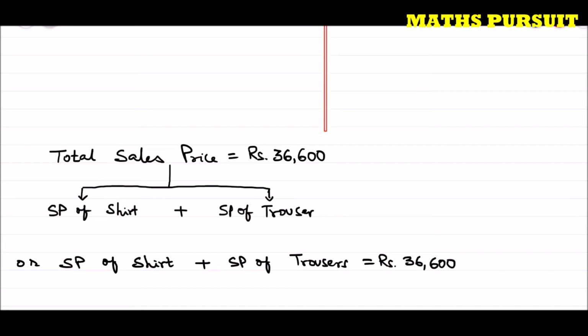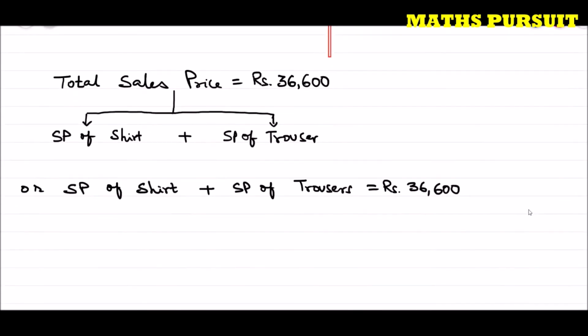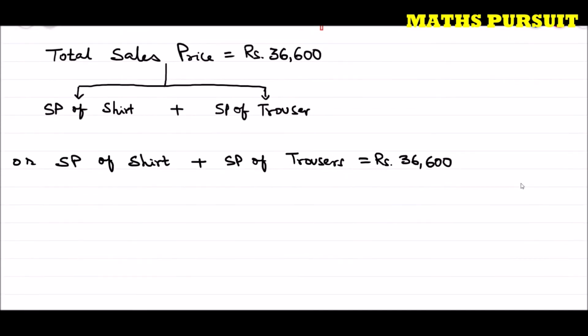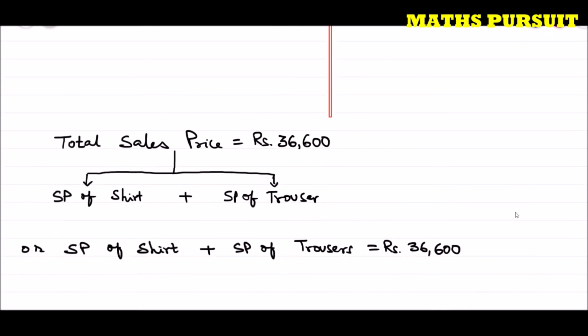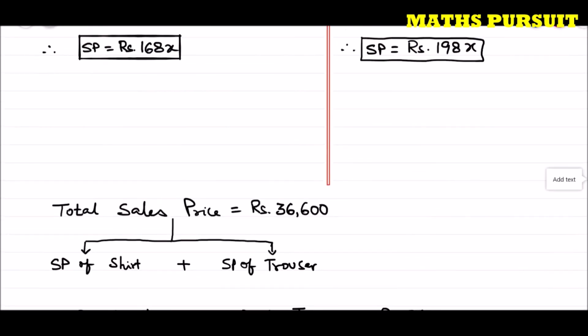Hope guys you are understanding. I'm moving very slowly so that you people can understand. So what we got? We get selling price of shirt plus selling price of trouser is equal to rupees 36,600. Now guys, if you look above, we already calculated selling price of shirts as rupees 168x and selling price of trouser as rupees 198x. Now let us replace those things here.